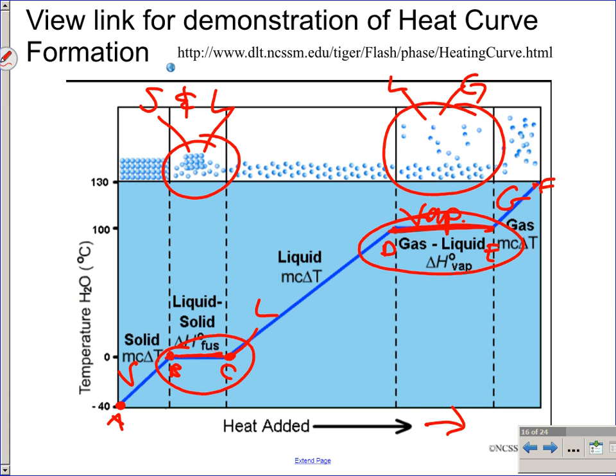How about from C to B? So why freezing? You're in the opposite direction. From C to B, the opposite direction means you're going from liquid to solid, so it's freezing. E to D? Condensation, good, because you're going the opposite direction. You are condensing the gas into liquid form.